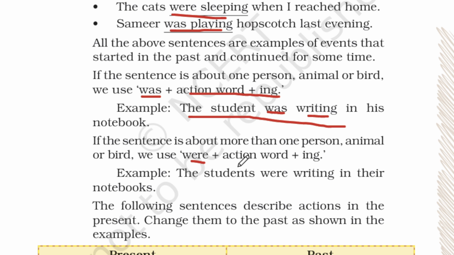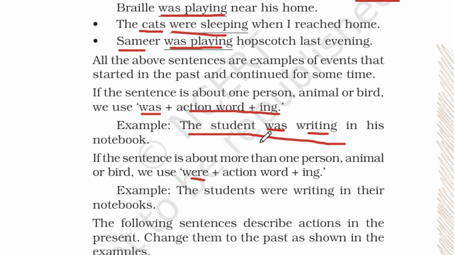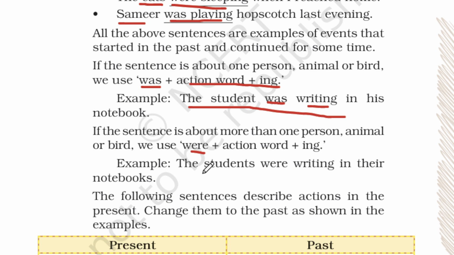For example, look at the first sentence. We have only one person, Louis Braille, so they used was. But in the second sentence, we have cats. So there is more than one cat, so were is used. Samir is one person, so was is used. And again here the student is one person, was is used. And in this, students, then were is used.